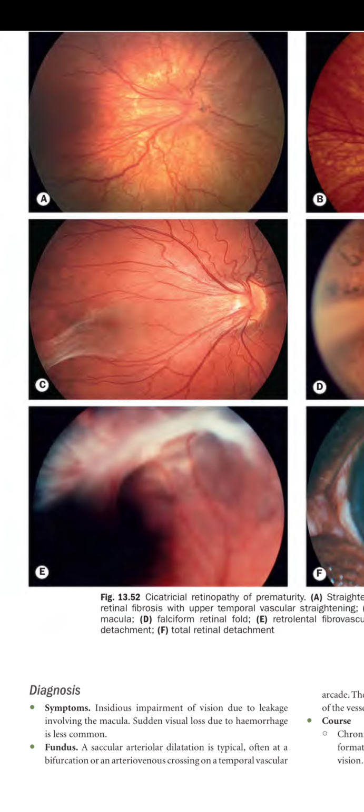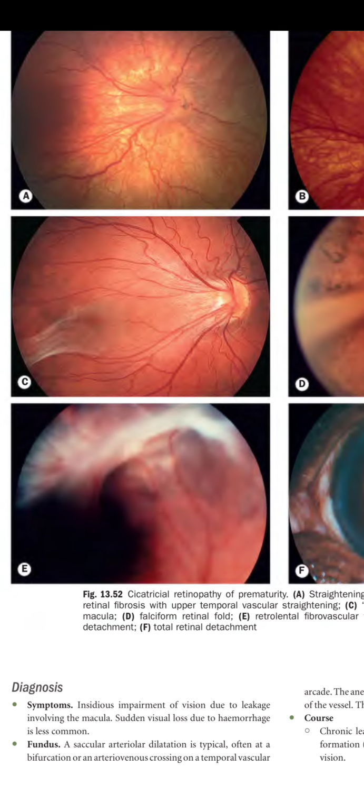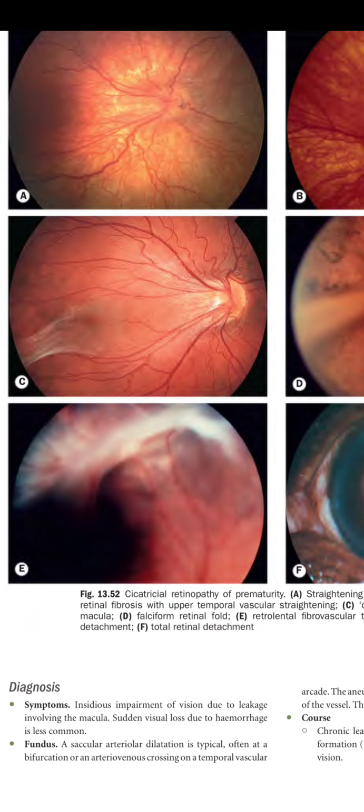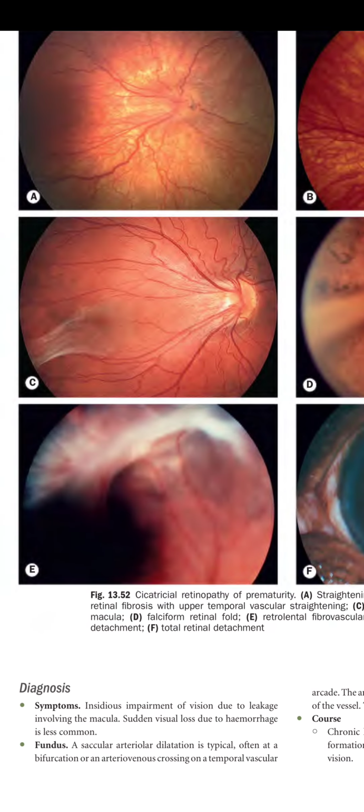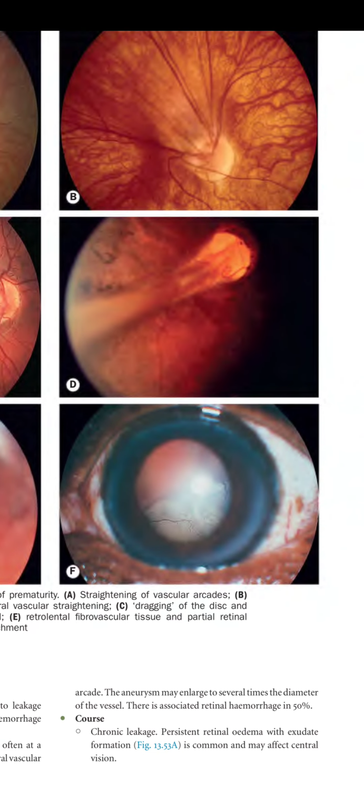On fundus examination, a saccular arteriolar dilatation is typical, often at the bifurcation or at the arteriovenous crossing on the temporal vascular arcade. So it mostly occurs in the temporal vascular arcade. The aneurysm may enlarge to several times the diameter of the vessel. There is associated retinal hemorrhage in 50%.